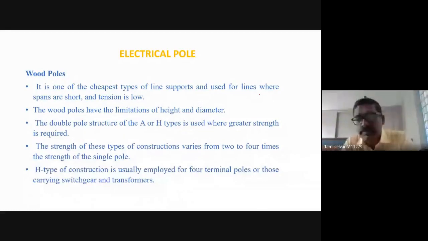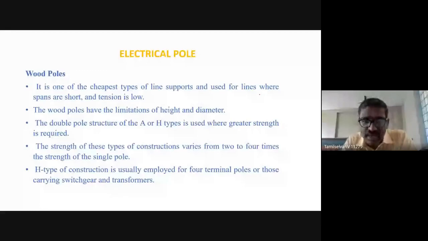Here, remember, these wood pole structures may be formed as A type or H type. We use A type or H type structures to have greater strength, normally two or four times the strength of a single pole. That's why we use A type or H type.